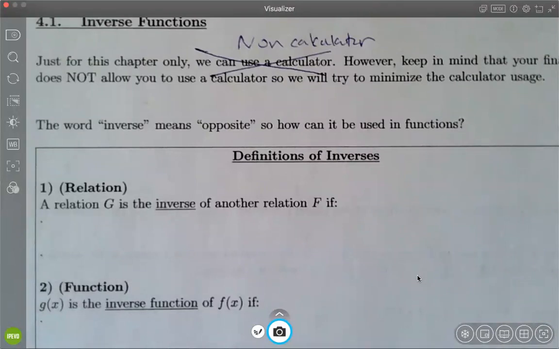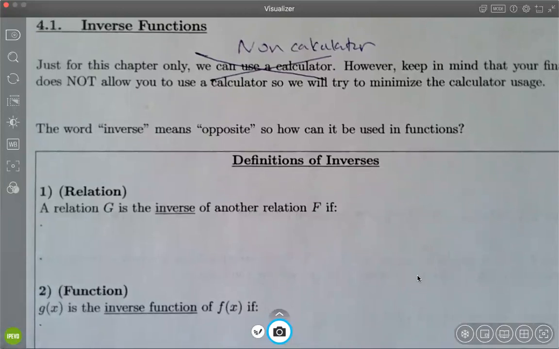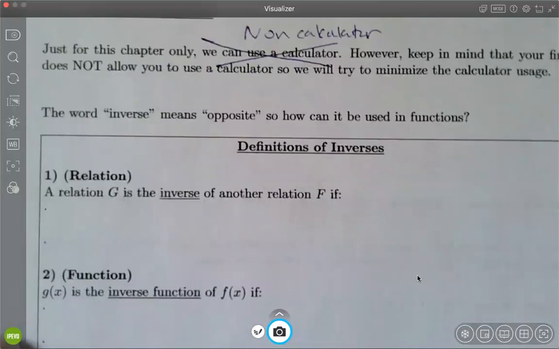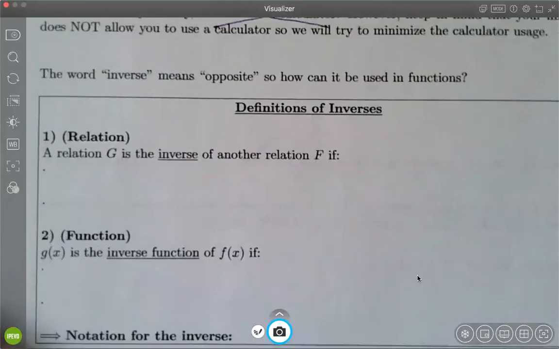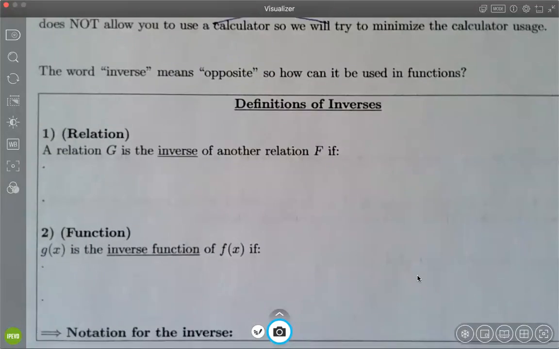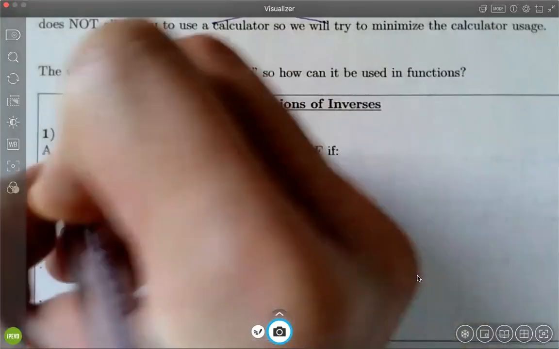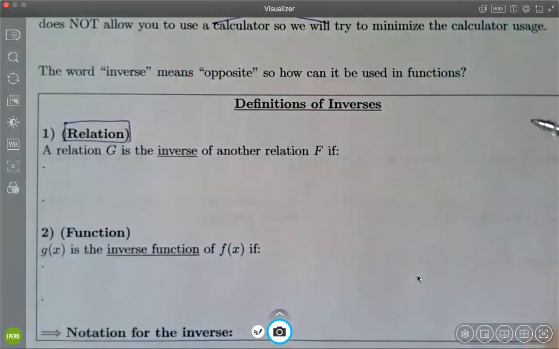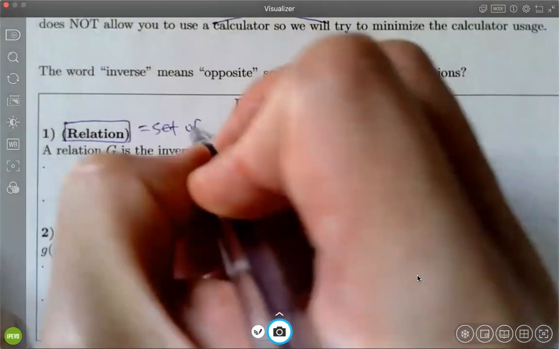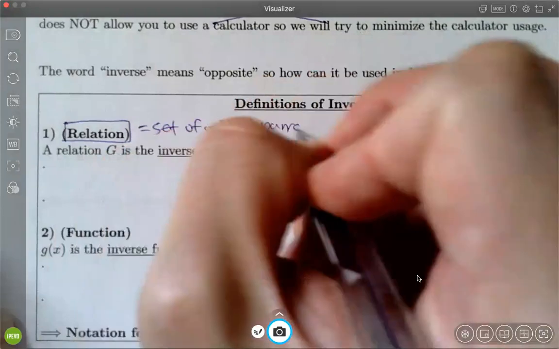Now in English, the word inverse means what? Opposite, right? Going back basically. So how can we use inverse in functions? Here are the two definitions of the inverses. Number one, in terms of the relation. Do you remember this word before? Not like a romantic relation, right? It's the relation in math. So what was the relation in math? A set of ordered pairs. Remember this?